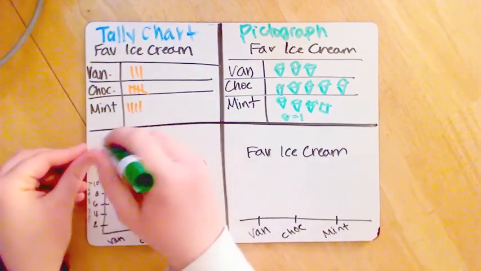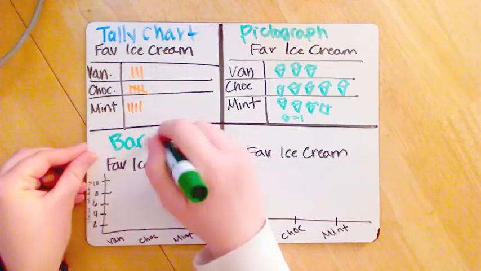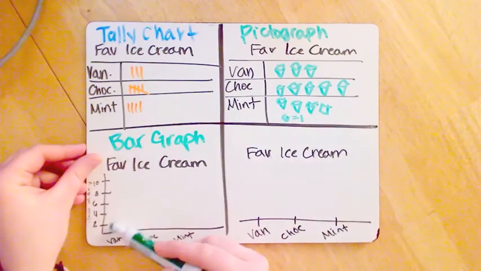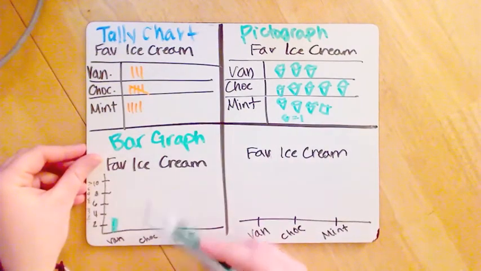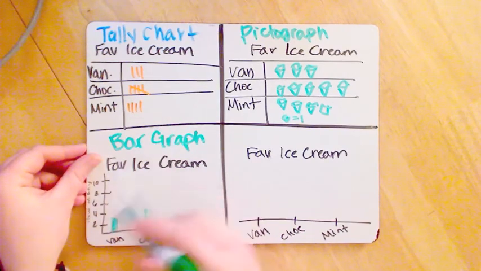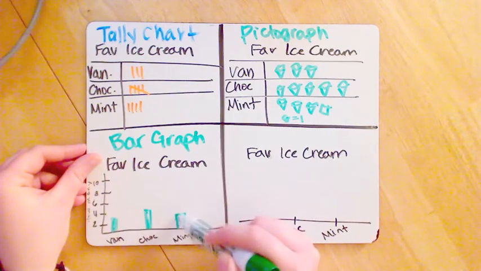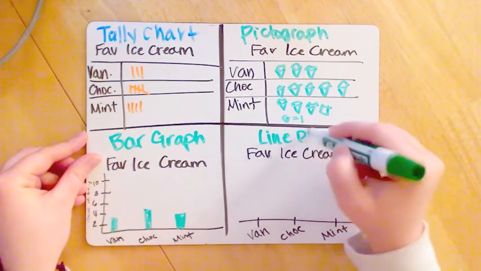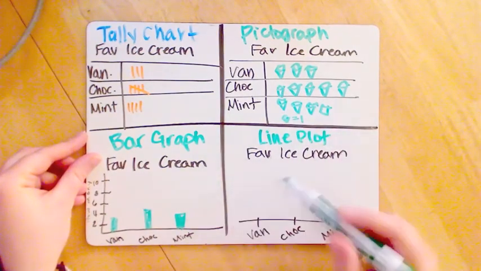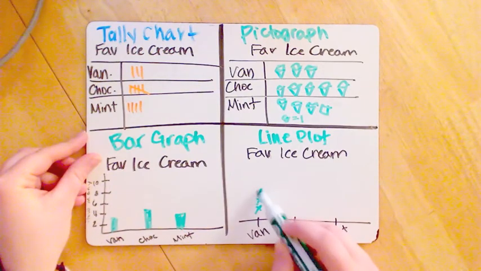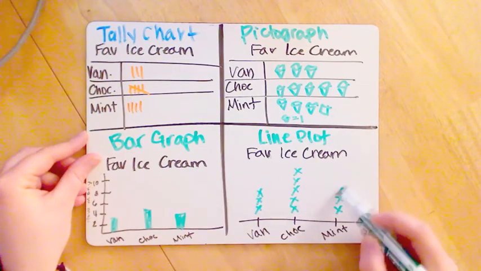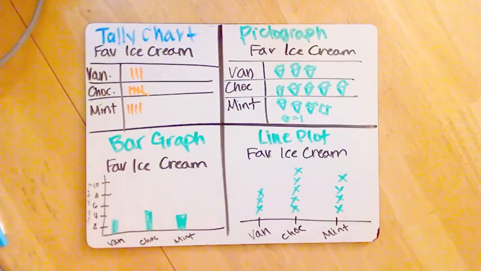Then over here, I have a bar graph where we use bars to graph. So 3 vanilla, I got to go all the way up to 3. That's halfway in between. Chocolate, I have 5. Oh, another halfway in between. And then I have 4 for mint. And then this one over here is a line plot, which has information going up just like a bar graph, but we use X's. So 3 vanilla, 5 chocolate, and 4 mint. So hopefully that was a review. We've been doing that for a few days.